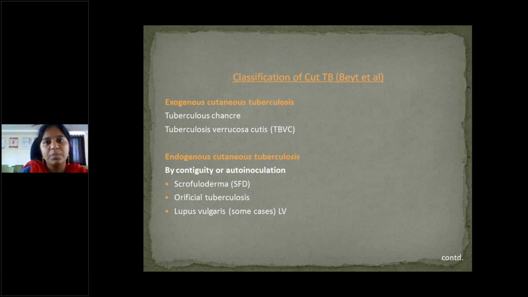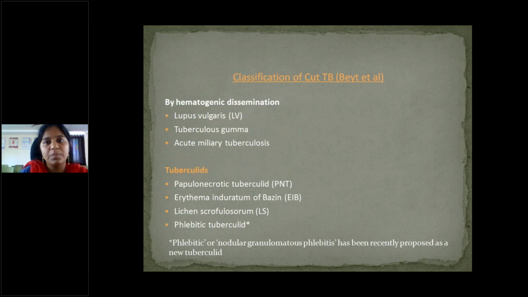Don't worry, I'll be showing photos of each type, then you'll get clarity. Don't get confused at this level only. And then by hematogenous dissemination, that is through blood, it can be lupus vulgaris, gumma, or acute miliary tuberculosis. And there is one more type called tuberculids. Whenever in dermatology you hear a name ending with 'id', like dermatophytid, it is nothing but the focus of infection will be somewhere else in the body, and the antibodies which act on that infection show their response over the skin, and these tuberculids are formed. So when you biopsy these tuberculids, you'll never find the organism here.